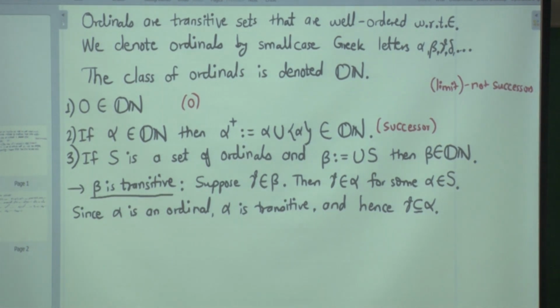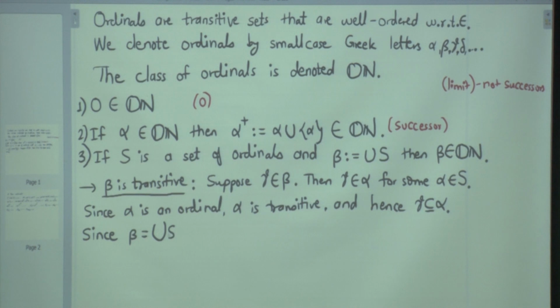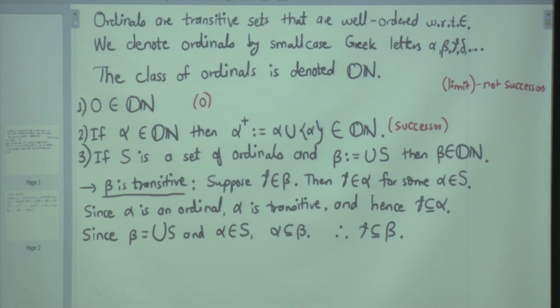So we know that gamma is a subset of alpha. Therefore every element of gamma is an element of alpha, and every element of alpha is an element of beta. Since beta is equal to the union of S and alpha belongs to S, alpha is a subset of beta, and therefore gamma is a subset of beta. So this part is proved. Gamma is a subset of alpha, alpha is a subset of beta, so we are done with this part.